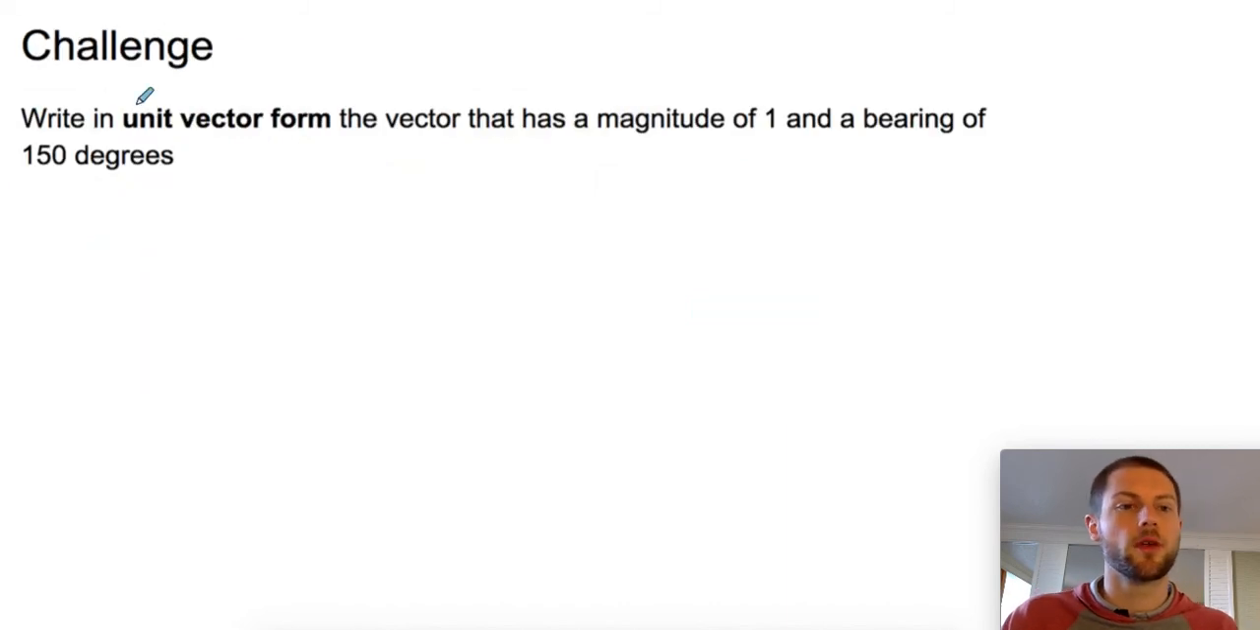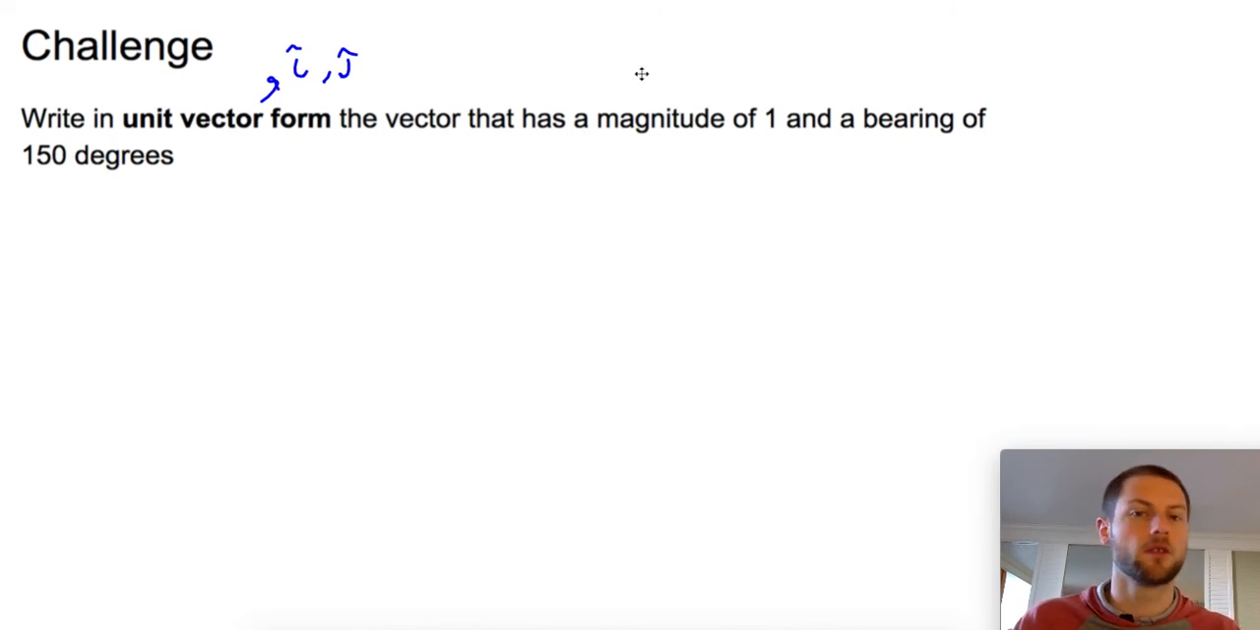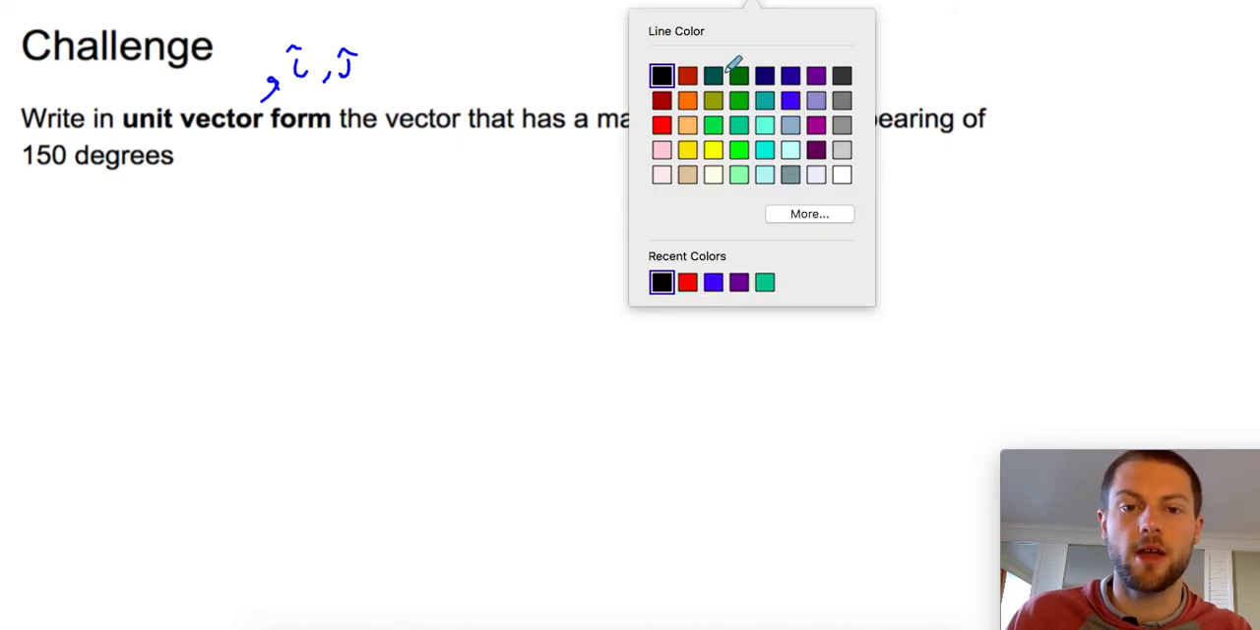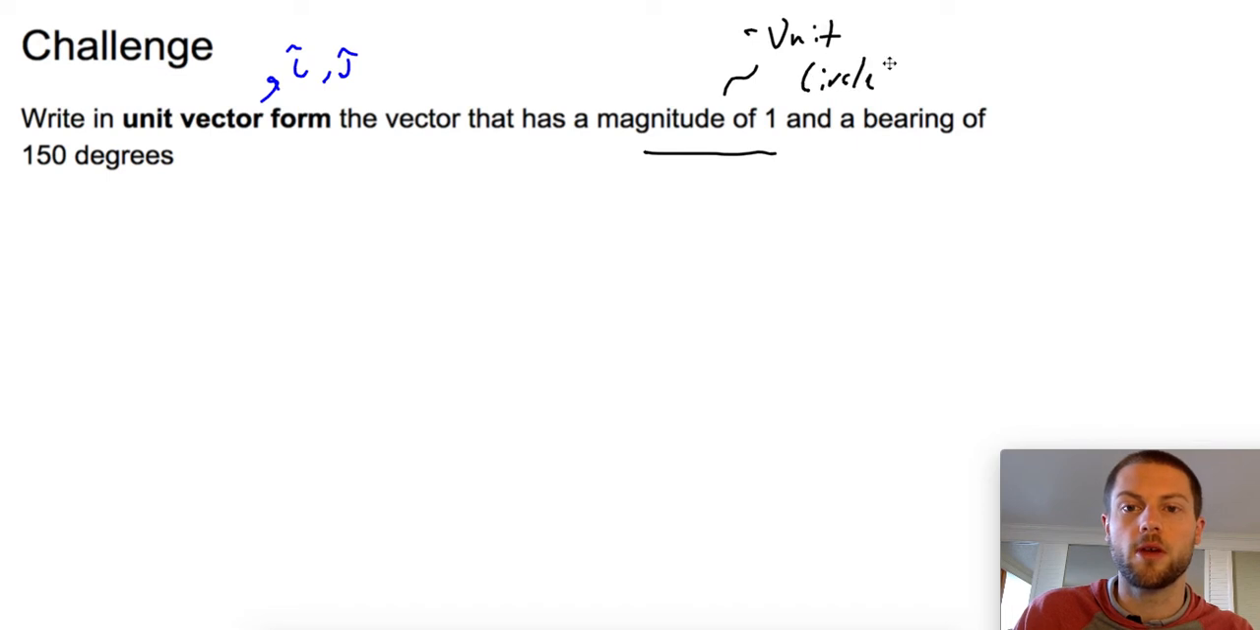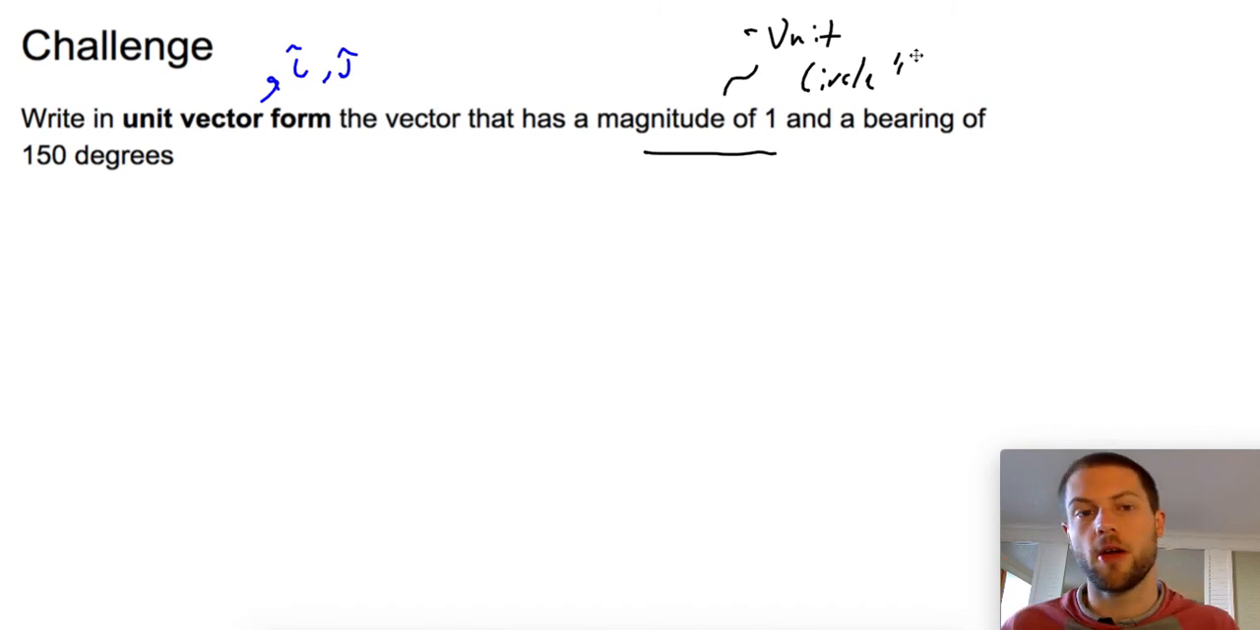Last problem that we want to do here is we want to write a unit vector in unit vector form, with the i and the j, the vector that has a magnitude of 1 and a bearing of 150 degrees. So this is a great problem. And this is basically, believe it or not, a unit circle problem. So when I'm thinking magnitude of 1, I really want to think unit circle. This is why the unit circle is really important and why it's really helpful for doing vectors moving forward. It really helps us get an idea of ratios and bearings and things like that.